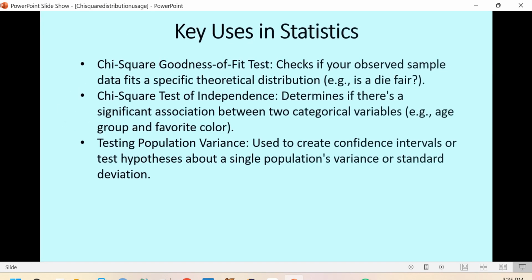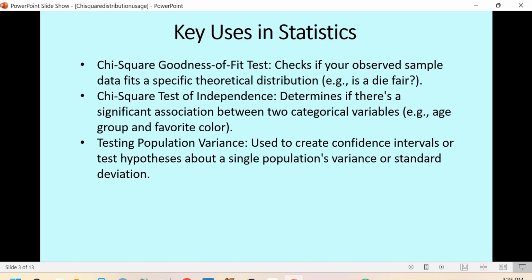So if we look in more detail, in the goodness of fit test, you will check whether the sample data fits a specified theoretical distribution. And usually we will calculate the difference of the observed and the theoretical number, then take a square, then sum together, then get a statistic.